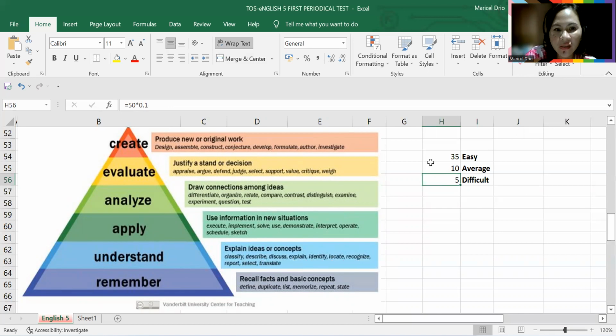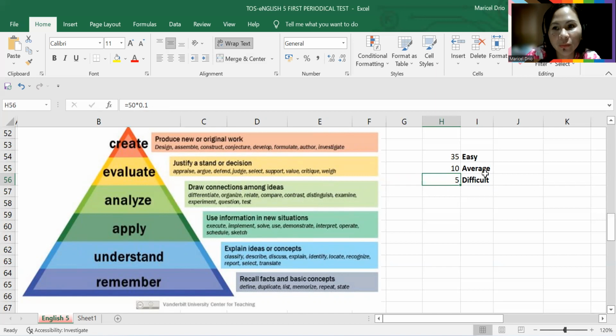And the average, which is 10 total number of items, has the analyze and apply. For apply, you use information in a new situation. So, for example, we have execute, implement, solve, use, demonstrate, interpret, operate, schedule, and sketch. And for analyze, you have to draw connections among ideas. We can use here the words differentiate, organize, relate, compare, contrast, distinguish, examine, and experiment, for questions or tests.